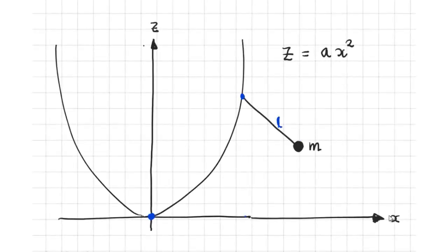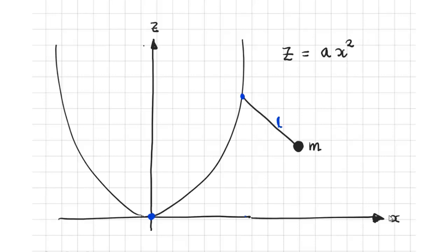Hi guys, in this new opportunity we are going to resolve this problem. We want to calculate the Hamiltonian governing the motion of the pendulum, and this pendulum, its point of suspension, is constrained to move on a parabola.